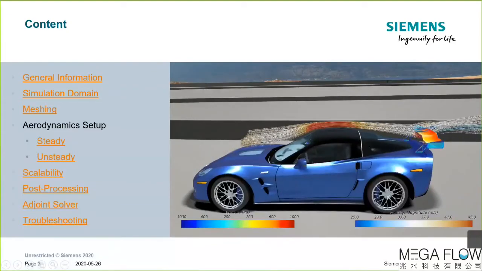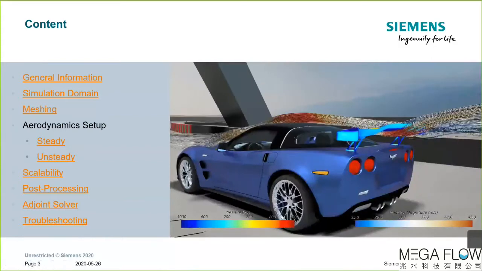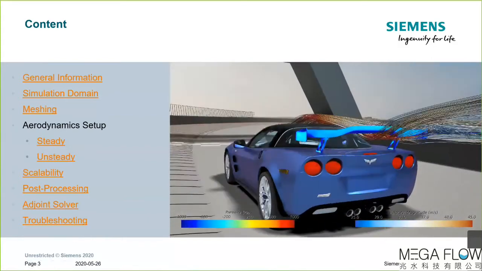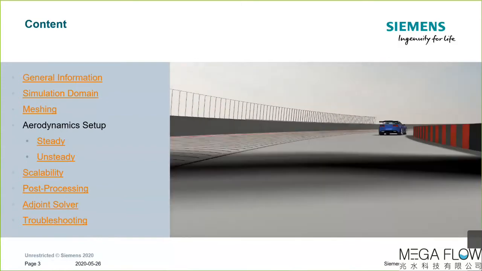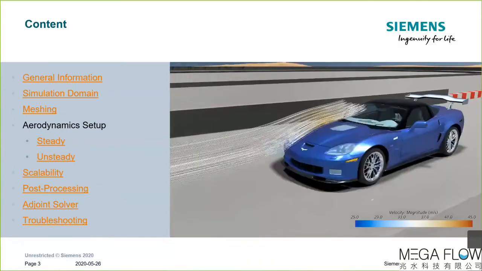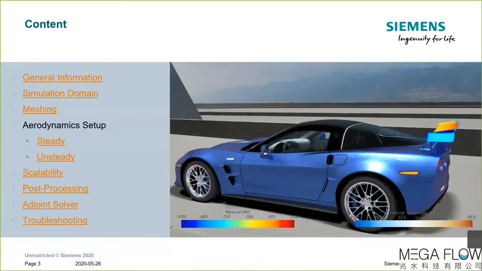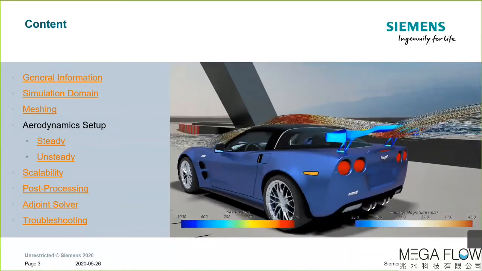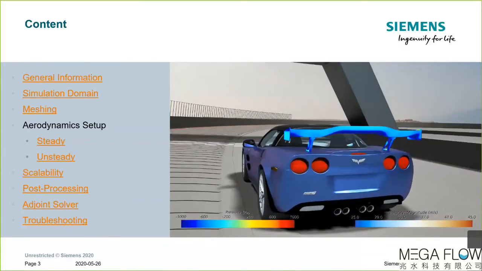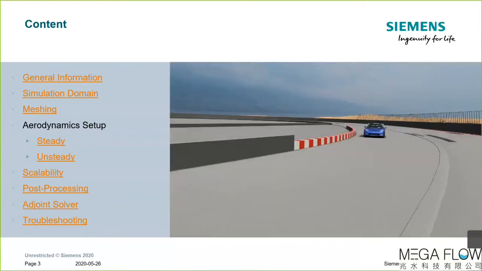I would like to give you an update on the latest best practices for vehicle external aerodynamics. So I'm going to start with a couple of general information, talking about the simulation domain. Meshing is an important aspect, setting up a steady and an unsteady aerodynamics simulation, talking about scalability, post-processing, the adjoint solver, and last but not least, some troubleshooting.